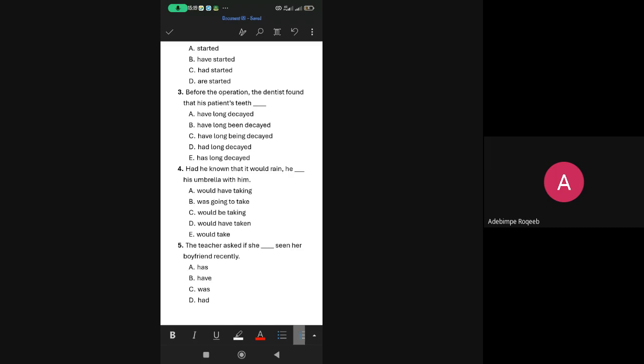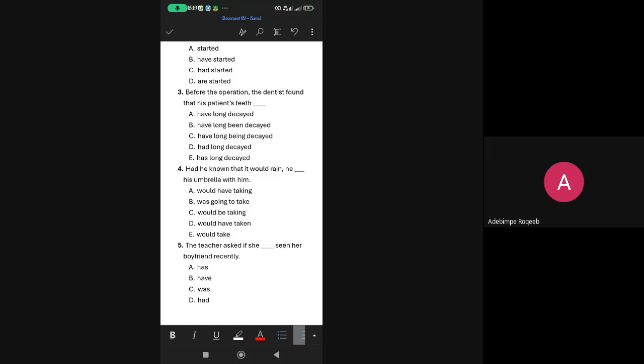I'll read out the question now. Question number 6. We got to the hall after the play dash. Option A is started. Option B was starting. Option C had started. Option D has started. And option E would start.